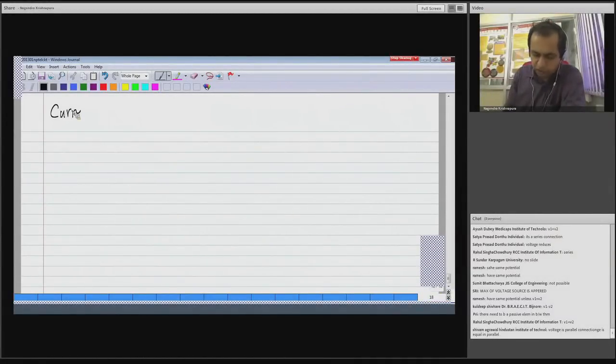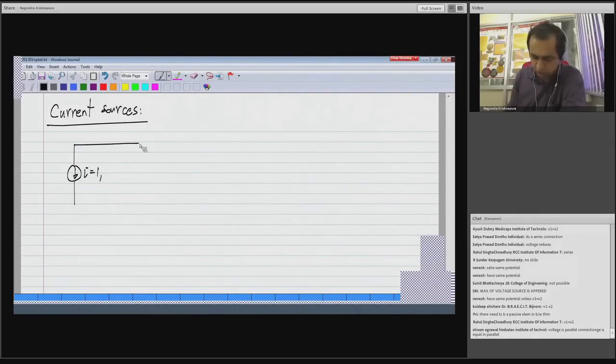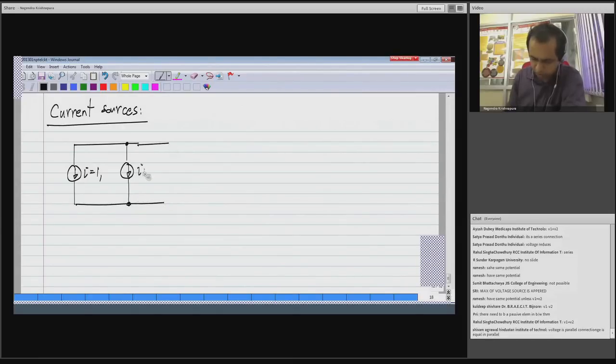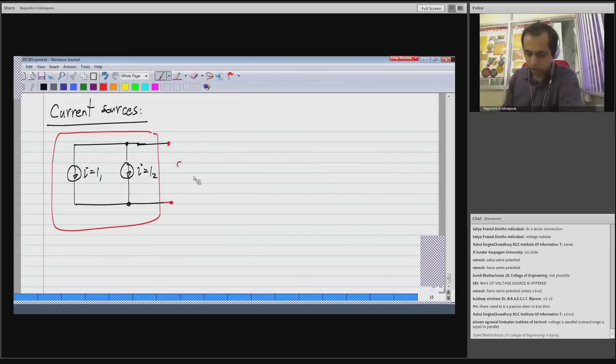Now we can look at current sources in a similar way. Let's say I have a current source of current I1 and another current source of current I2 in parallel, that is, both terminals are common to the two elements. Again, this looks like a two-terminal element. The question is, what does it look like looking at those two terminals? Answers please quickly.